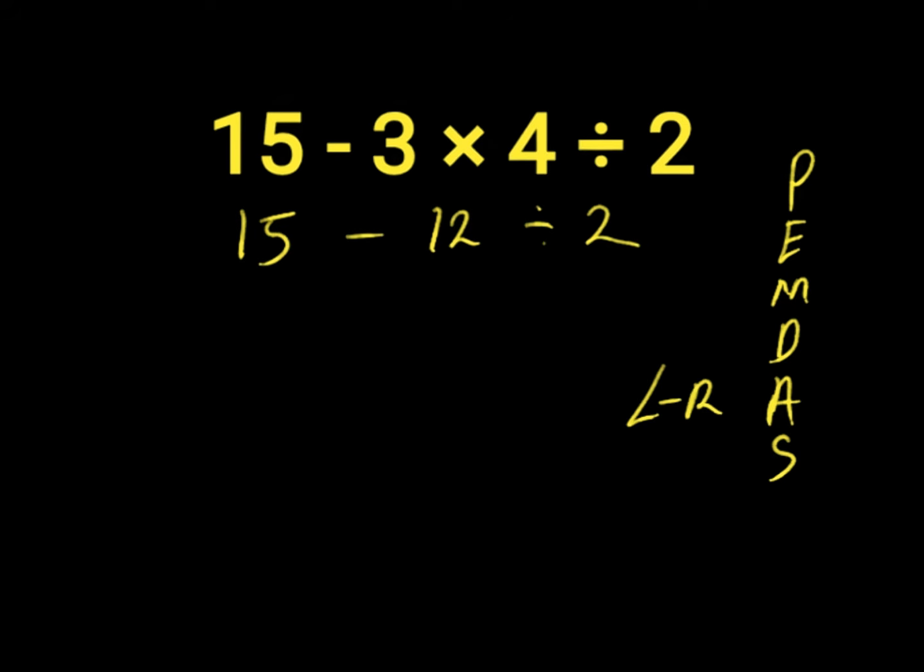Then we have a subtraction and a division here. We work with our division first because it comes first before subtraction. 12 divided by 2 will give us 6. Then we have 15 minus 6. 15 minus 6 is 9. 9 is the right answer to this expression.